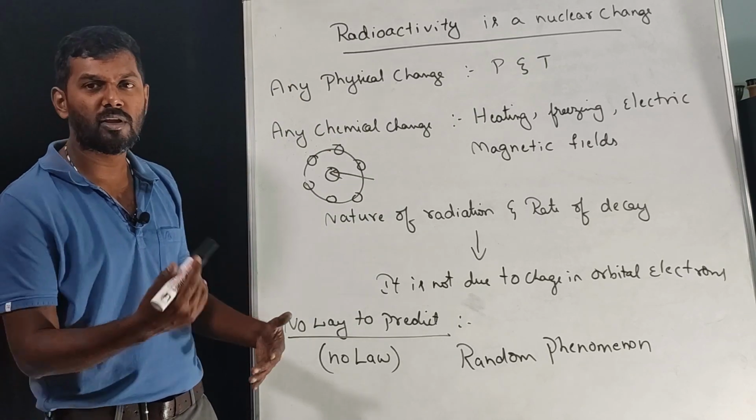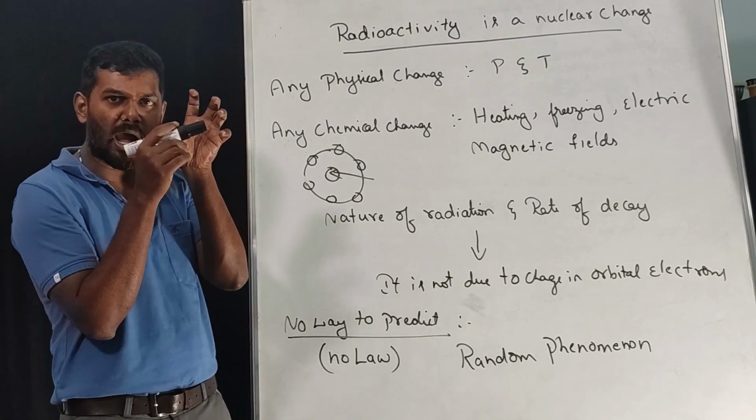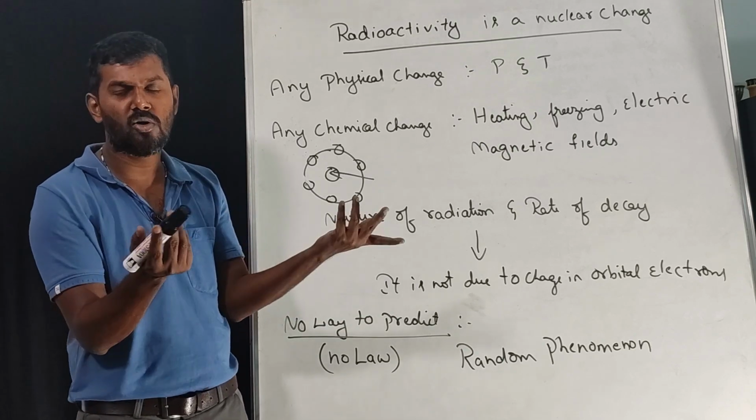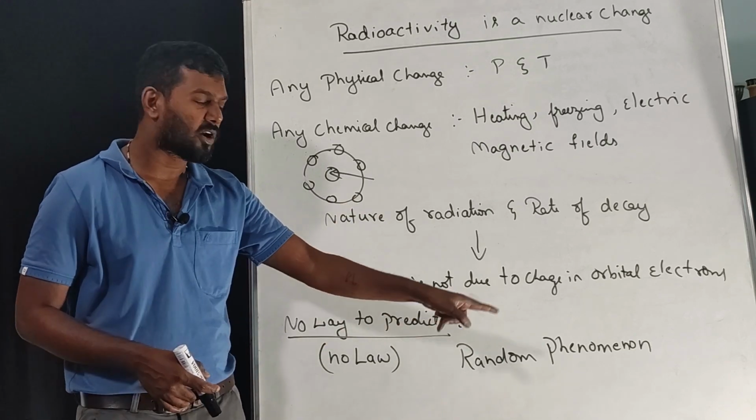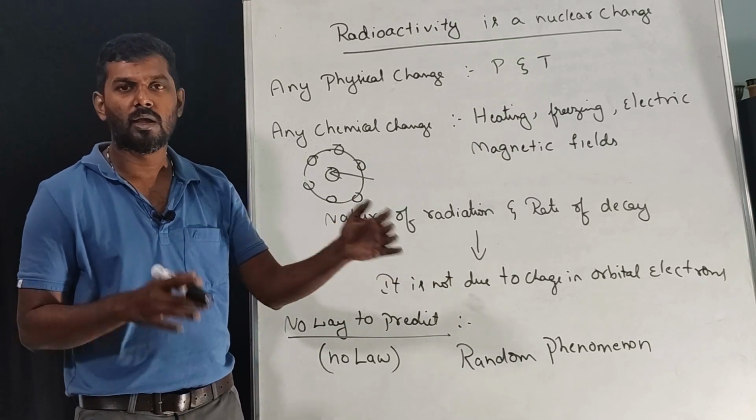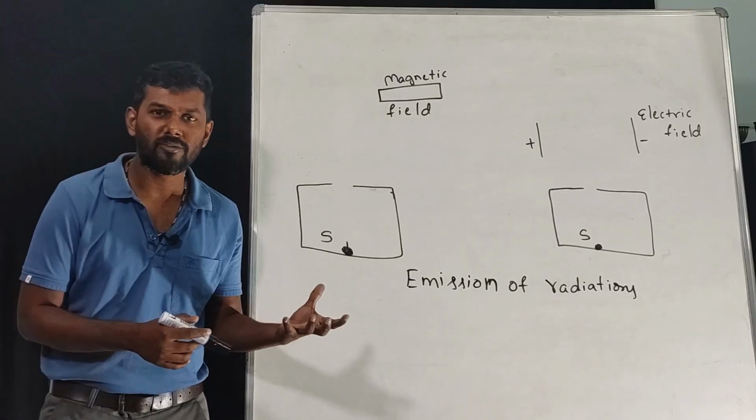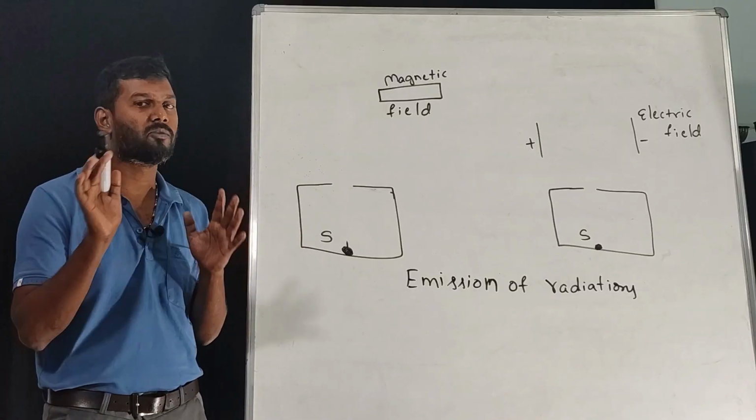And how can we predict which nucleus is emitting the radiations? No, we cannot predict. That is why it is called a random phenomenon. That's it. We got to know about radioactivity and the emission because of Henry Becquerel.